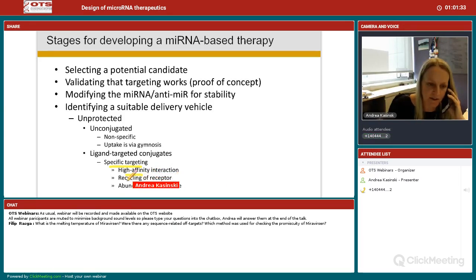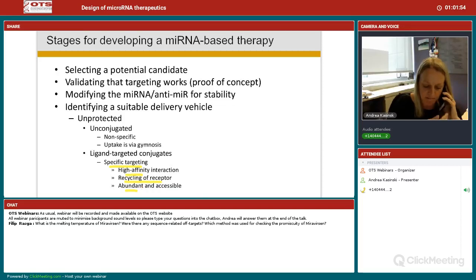A couple other things that are important: recycling of the receptor certainly helps so that you can get repeated dosing. So if that receptor gets intracellularized and then makes its way back out to the plasma membrane, it can bind to another conjugated molecule. Abundance of the receptor, really important here.